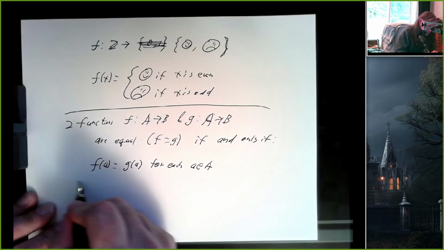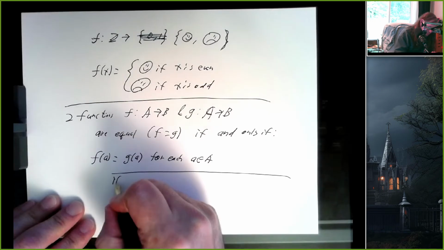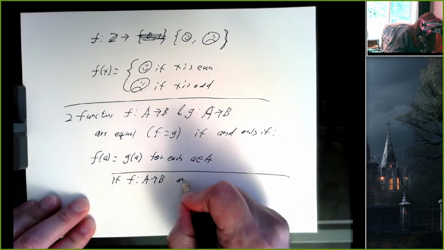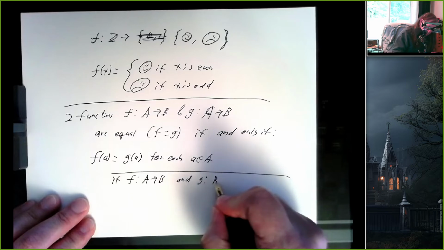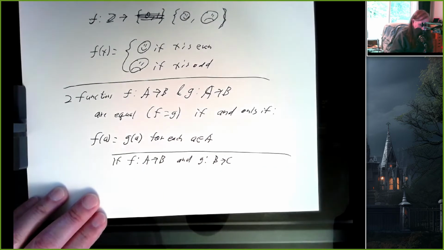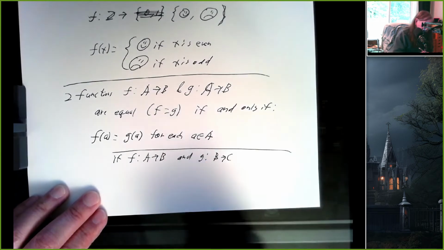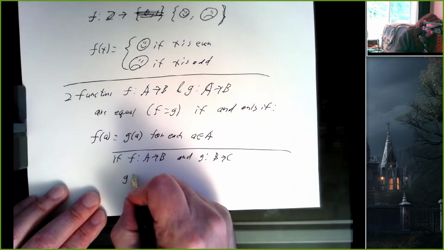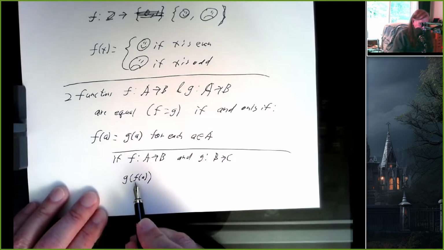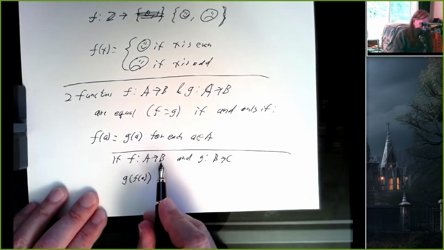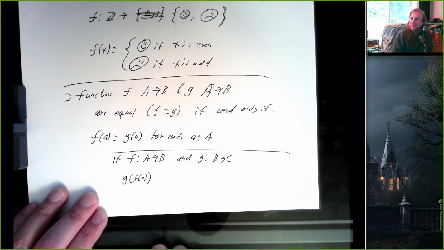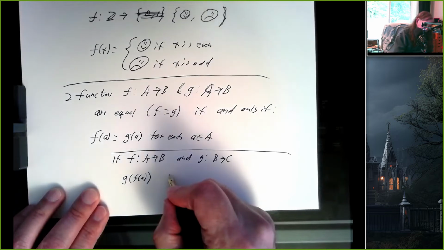We can also compose functions. Suppose f goes from A to B, and g goes from B to C. We could take an element a, map it through f to something in B, and then map that element in B through g to something in C. This is called composition.